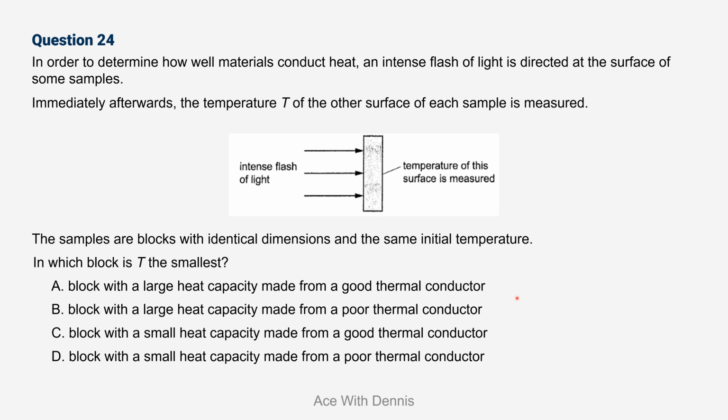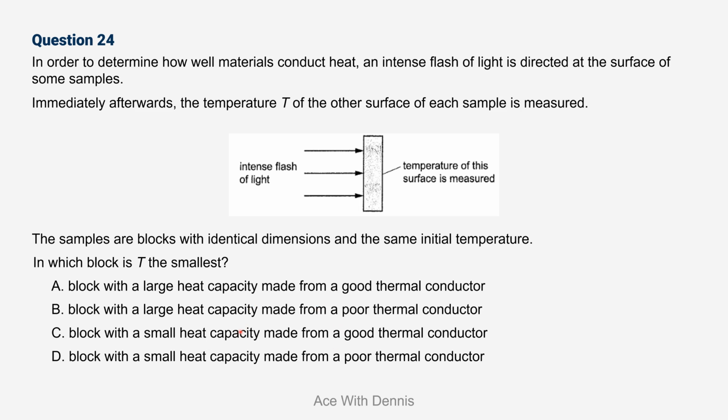Okay, the first thing you need to know is that if a block has a large heat capacity, then it should be a poor thermal conductor. On the other hand, when it has a small heat capacity, then it should be a good thermal conductor. Think about it. If you have a small heat capacity, you just need to supply a small amount of heat, then the temperature will increase. On the other hand, if you have a large heat capacity, then you need a lot of energy supplied so that the temperature will increase. So for this case, when you have a large heat capacity, you are a poor thermal conductor. If you have a small heat capacity, then you are a good thermal conductor.